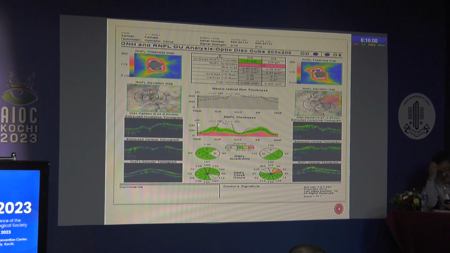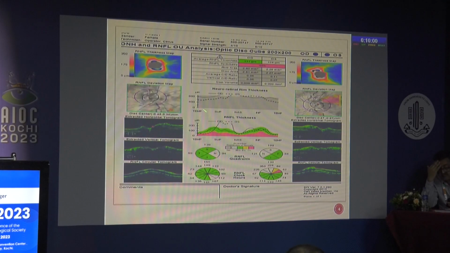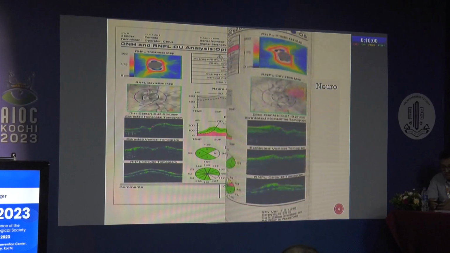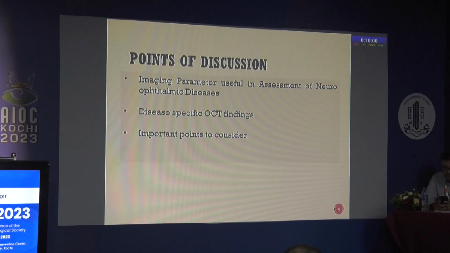And these are the graphs showing how, in comparison to the general population, a particular patient deviates. These are the quadrant-wise thicknesses, this is the average, and this is the 8 clock hours distribution of the RNFL layer thickness in a particular patient. So this is just a brief look at what we see in the OCT printout. Now my point of discussion would be the imaging parameters.